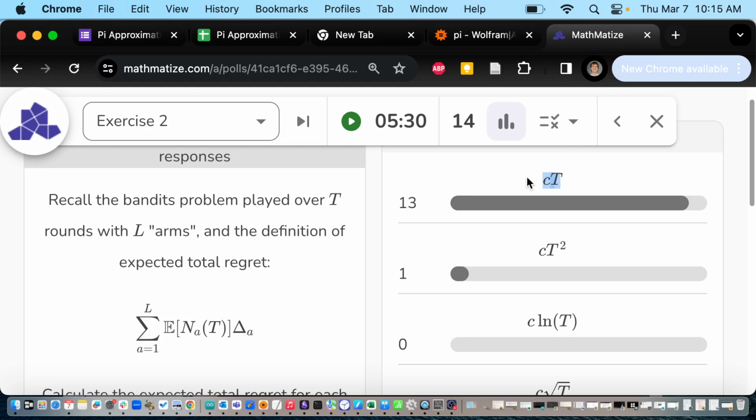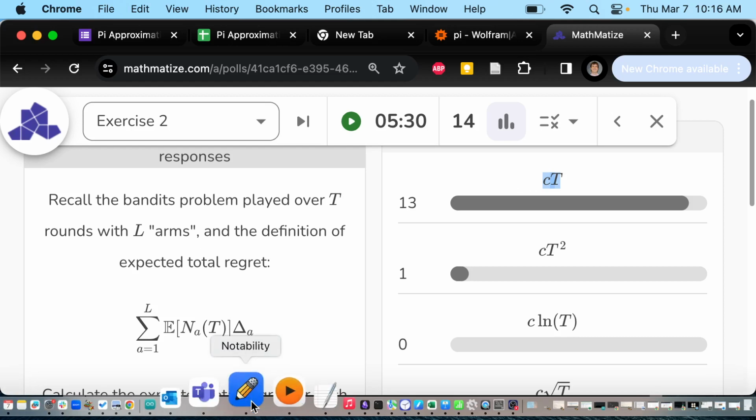Does someone have a simple explanation of why it's c times t, or how you went about calculating it? Yeah. Because no matter what arm you pick, you will have the same delta, and that same delta will be applying to the regret every time. Okay, great. So I see.